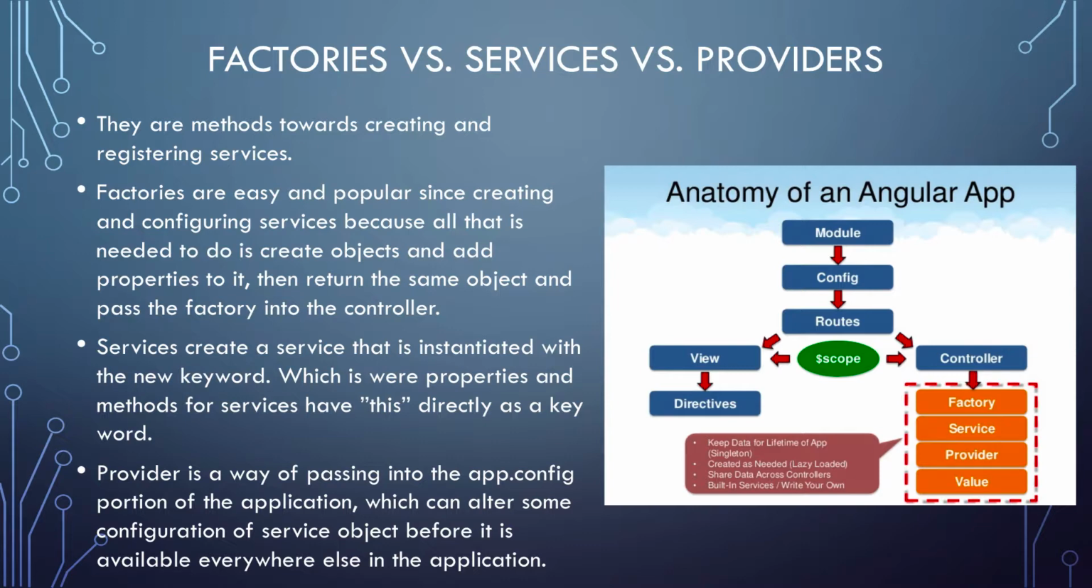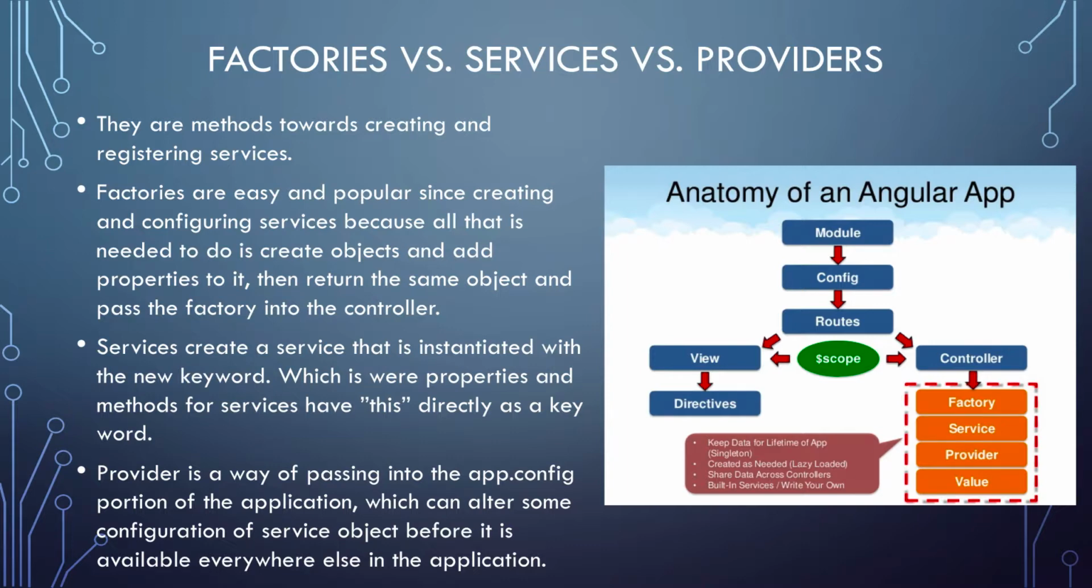Services create a service that is instantiated with the new keyword, which is where properties and methods for services have this dot, kind of like in Java. So when you actually declare a variable, it's this dot equals that, directly as a keyword. Provider is a way of passing into the app.config portion of the application, which can alter some configuration of the service object before it is available everywhere else in the application.